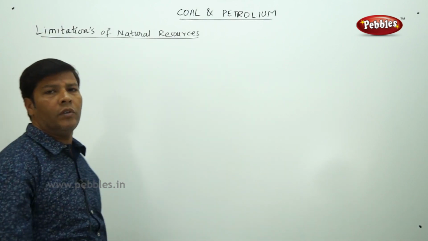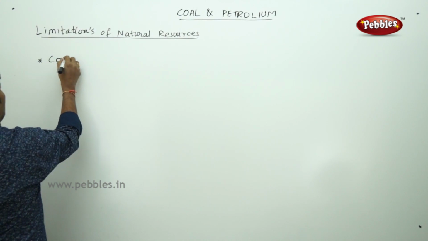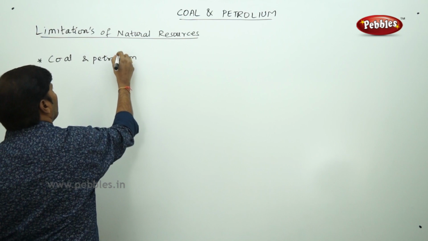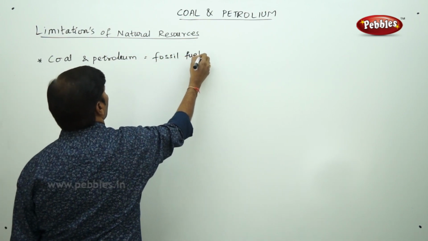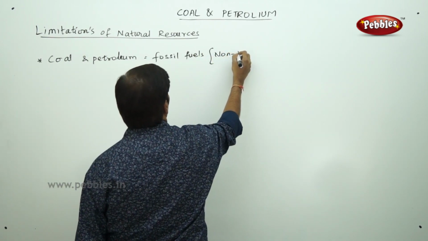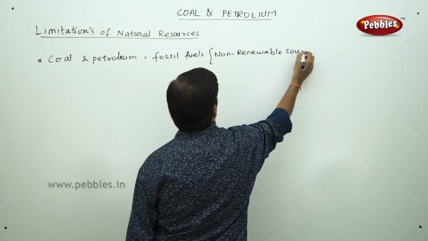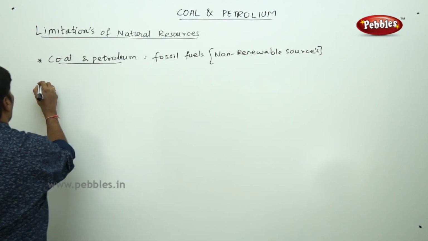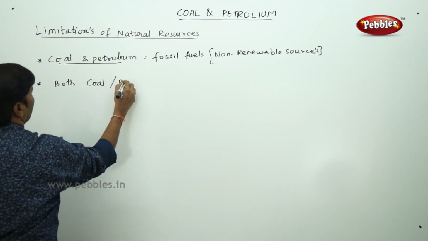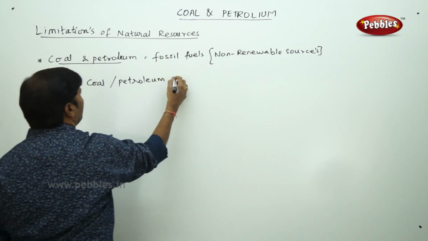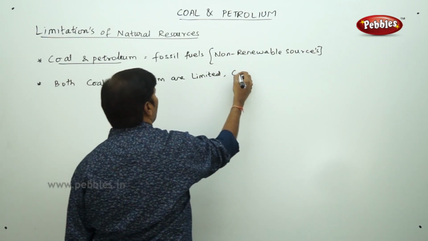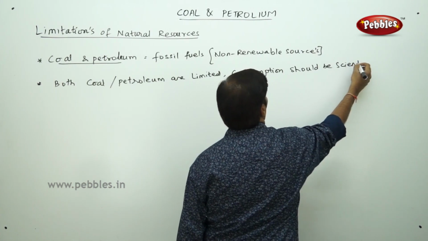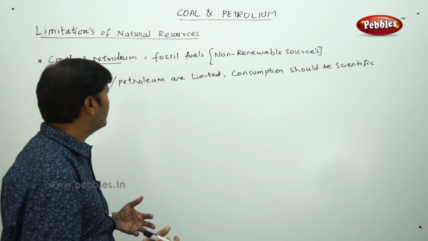So here, if you go to the limitations of natural resources, actually we all know that coal and petroleum are the fossil fuels which are non-renewable sources of energy. So what is happening here is, because of their limited source, both coal and petroleum are limited, and consumption should be scientific. Both coal and petroleum are the limited reserves of the fossil fuels.